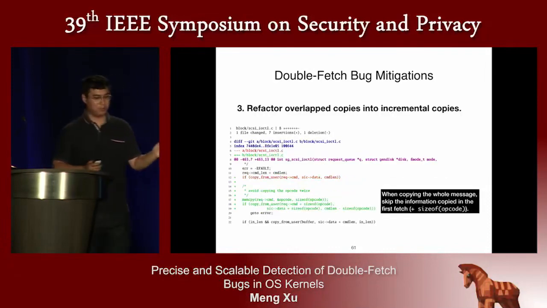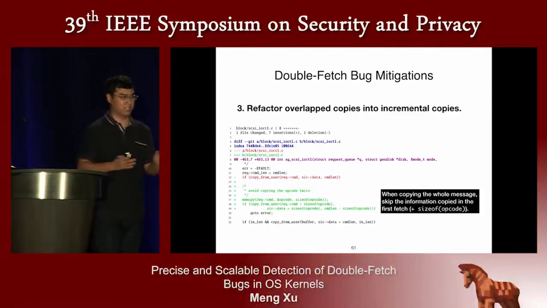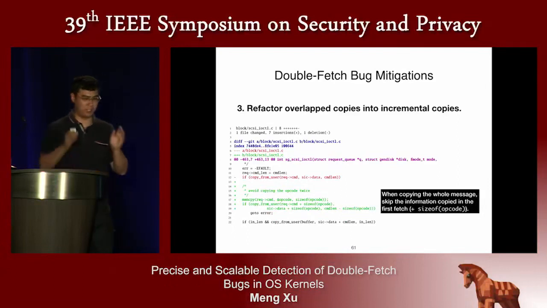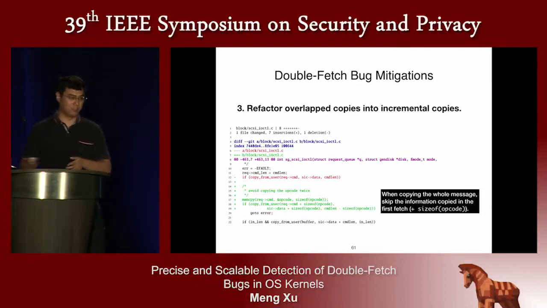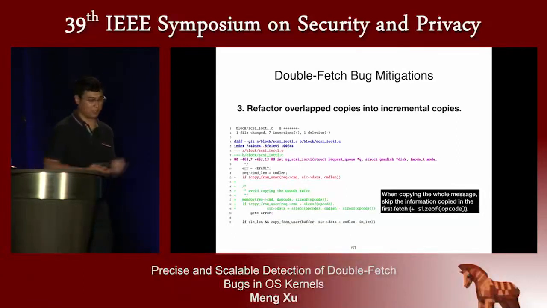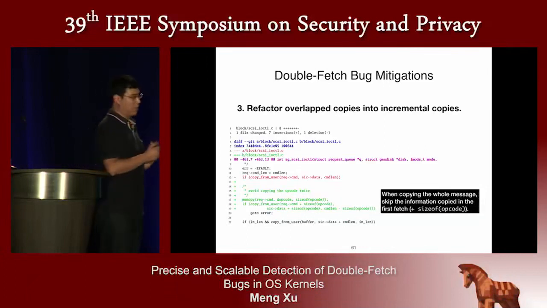The third thing is, let's do incremental fetches instead of overlapped fetches. So we fetch a first region, and then we fetch an offset of that, basically the rest of the message, into the kernel. And this requires some refactoring of the code, obviously.